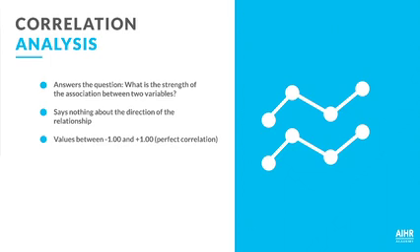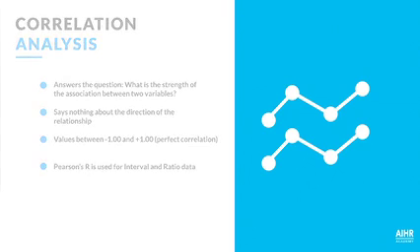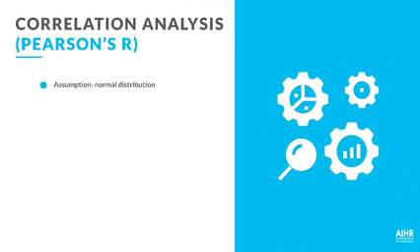And when I talk about values between -1 and +1, we're talking about Pearson's R. Pearson's R is an indication that is used for interval and ratio data. So you say Pearson's R is, for example, -1. When you do a correlation analysis, your data should be normally distributed. And the same goes for, for example, a regression analysis.